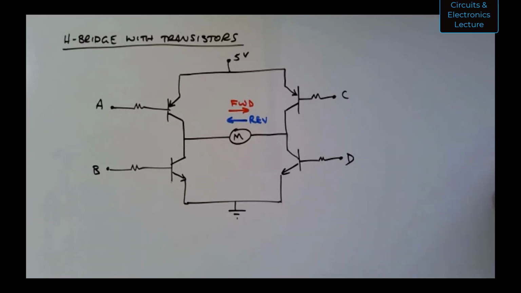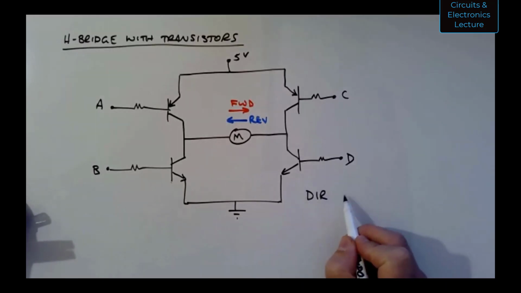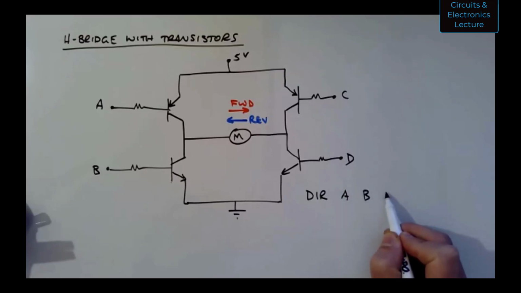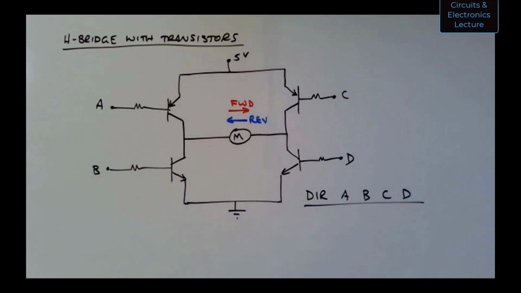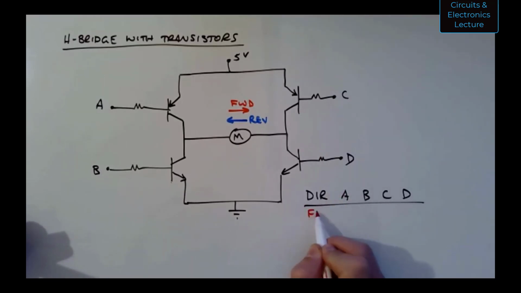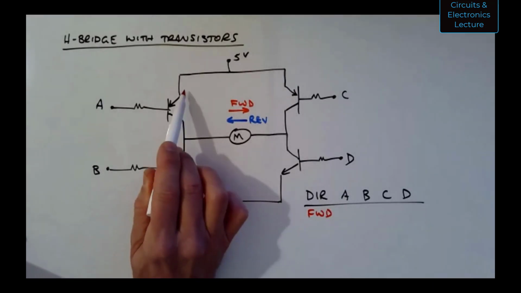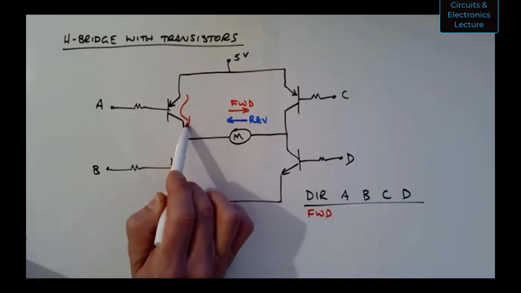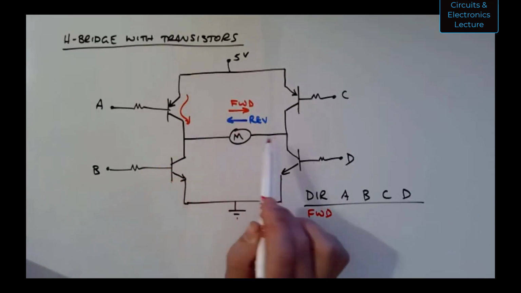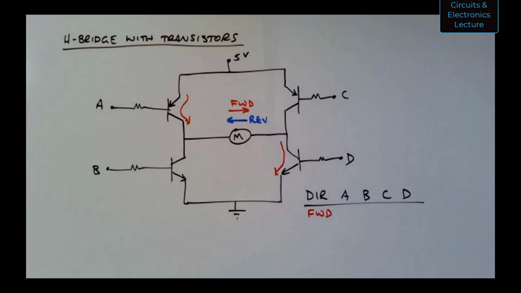Okay, so let's start here. Let's create a table. So here's the direction, and I have 4 logical variables. And those logical variables are 0 volts or 5 volts, corresponding to the zeros and ones. But for the forward direction, what do I need? I need current flowing down through this transistor, down through this transistor, and down to ground. So that's what I want.